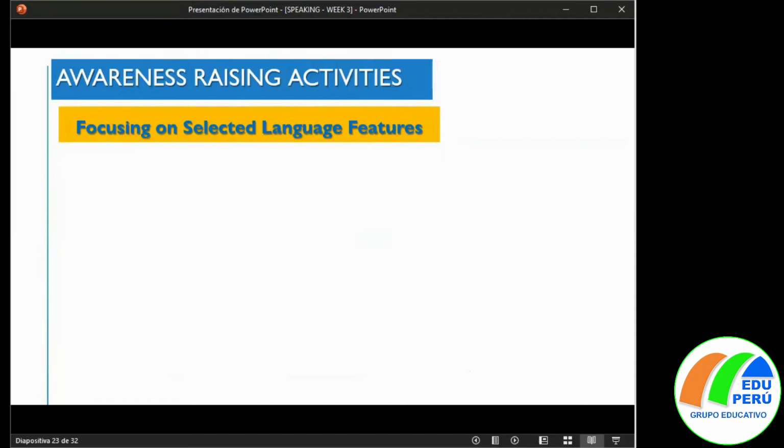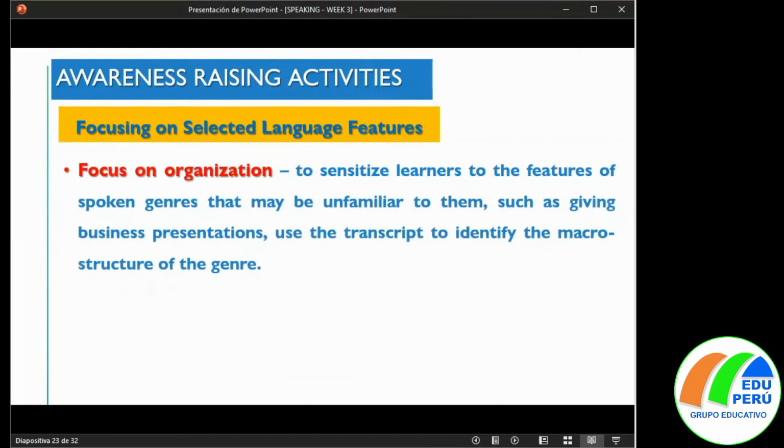Another one, focusing on selected language feature. Remember, one of the aspects is when you give this conversation, this dialogue, this story, this anecdote, anything that they are going to read or listen, it needs to have some selected language features. So one of these is focus on organization. To sensitize learners to the features of the spoken genres that may be unfamiliar to them, such as giving business presentations, use the transcript to identify the macro structure of the genre.